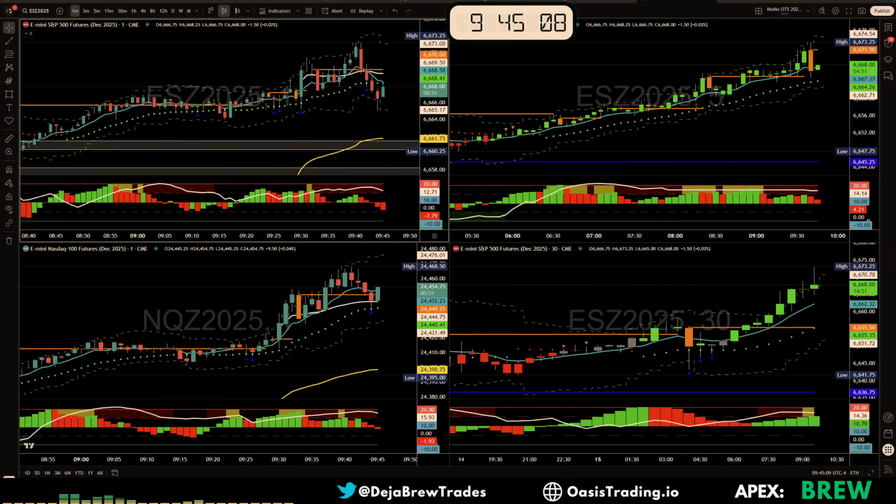Okay, we had a really big block trade come in at 670. We'll see if that gets protected here. It was a bullish block, but we're trading below it, exactly where the pivot is, 670.